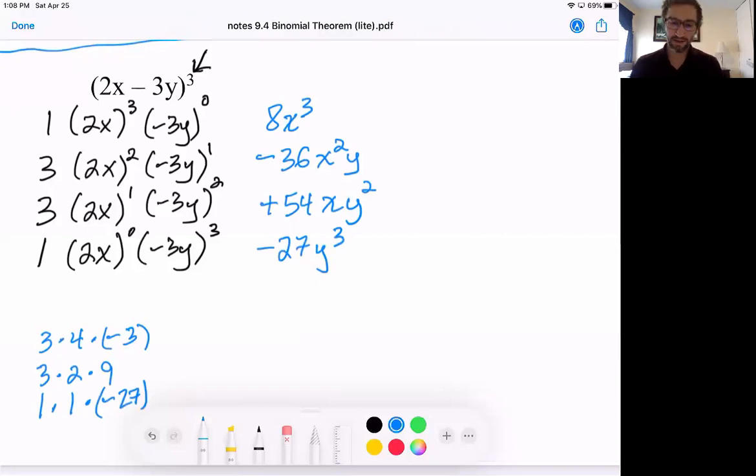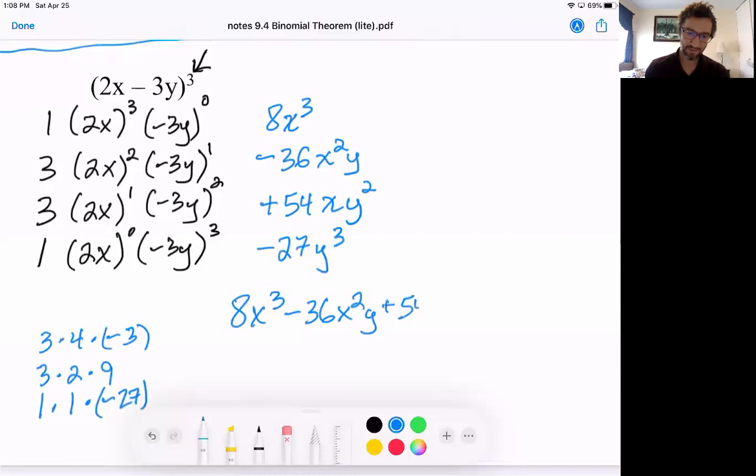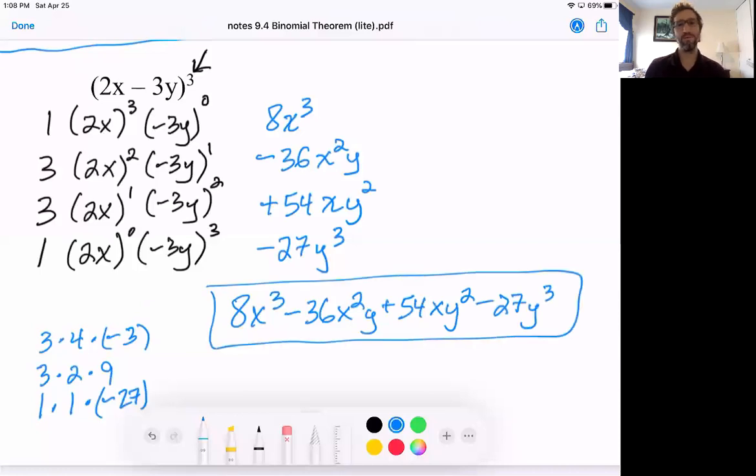So it looks like our final answer is going to be 8x cubed minus 36x squared y plus 54xy squared minus 27y cubed. There we go. And that's how to use Pascal's triangle with this binomial theorem, this pattern that we've been using to expand that binomial.